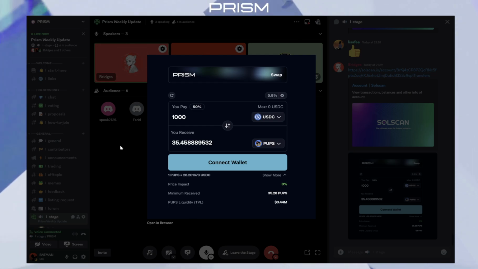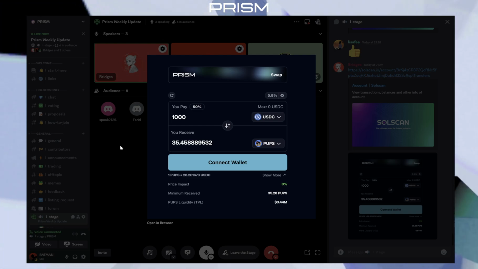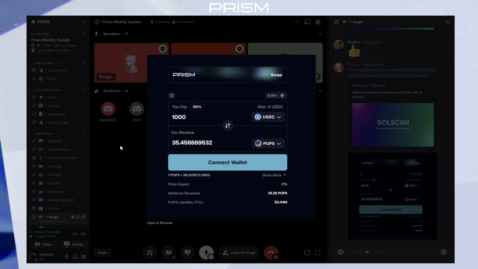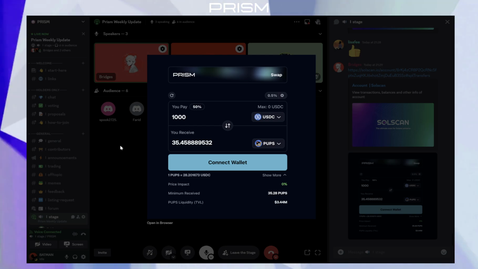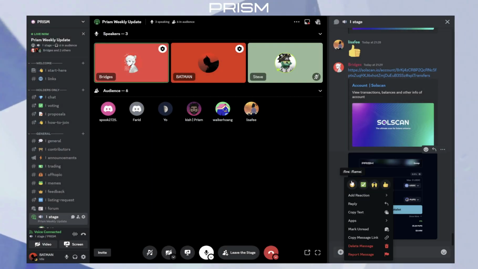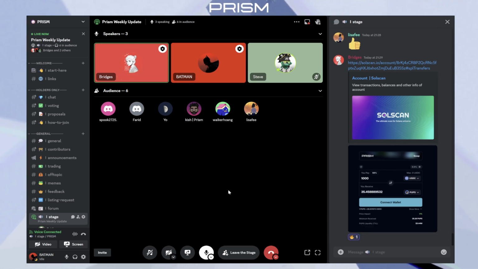at the bottom here, it shows you how much liquidity the token has in total. So for example, for this one, it gives you the pups liquidity TVL. It's 3.4 million. I think that's a pretty useful feature because when you're trading these unknown tokens, there might be some token that has like, I don't know, $100 in liquidity. So it quickly gives you an idea of how much liquidity there is.